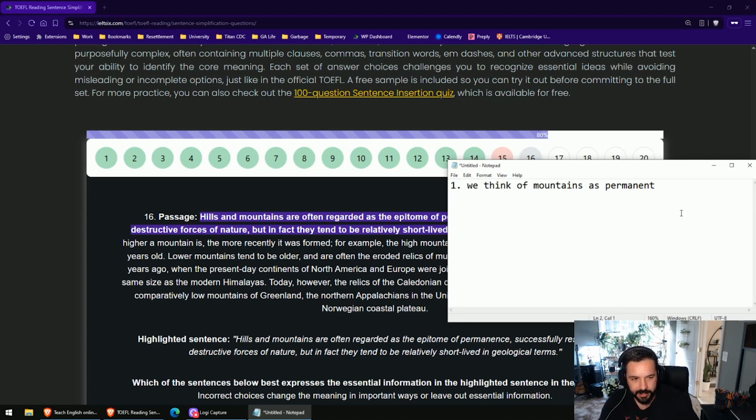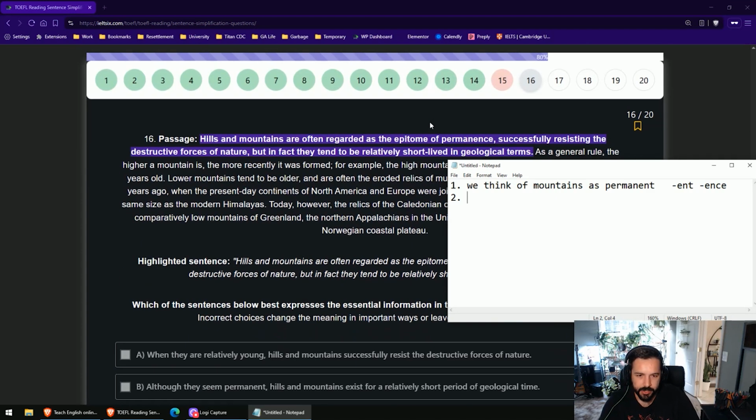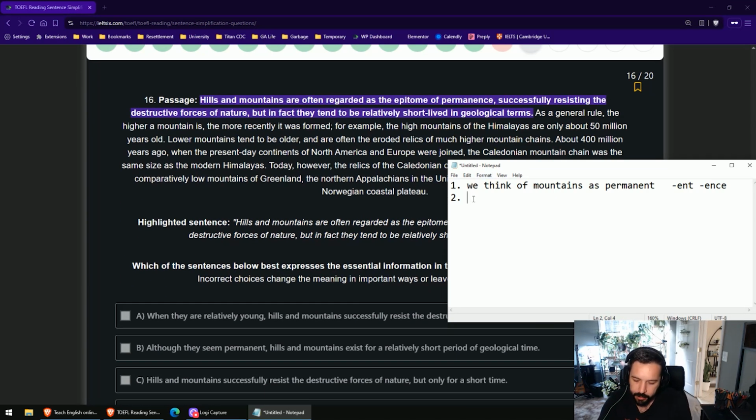Also permanent, the adjective: anytime you have ENT, you can change it into a noun by using ENC. So permanence would be the noun, like confident and confidence. ANT and ANC are also correct, like important and importance, significant and significance, and so on. Now, sometimes the question uses one form, then the options use the other.